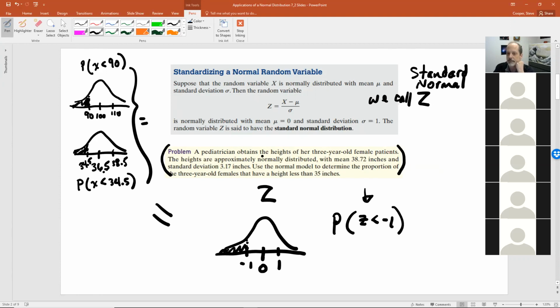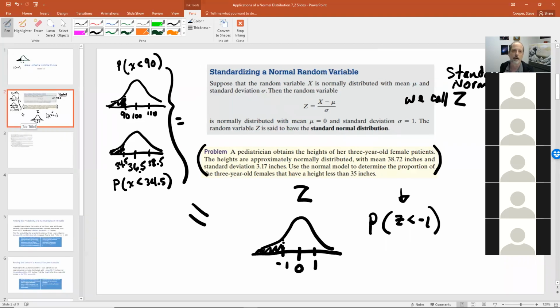So we have a pediatrician that obtains heights of 3-year-old female patients, and we can consider the normal distribution, so that's just telling us it's got that bell curve. The empirical rule applies. But its mean is 38.72 inches, and the standard deviation is 3.17 inches. So we're going to use the normal model and determine the proportion of the 3-year-old females that have a height less than 35 inches.